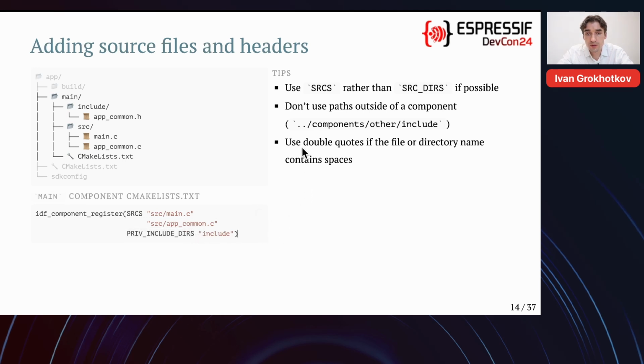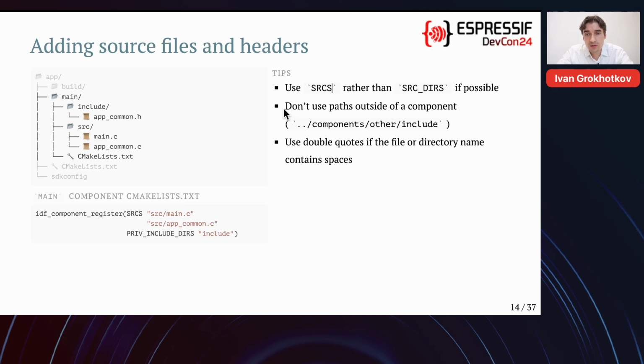A few tips. First of all, if you have a choice, I would recommend using the SRCS keyword rather than SRC_DIRS. Basically, it means that you list all the files explicitly. This gives you much more predictable behavior, and in case you add a source file but you forget to commit it into the project, then you will get an error, which will be much more obvious than if you just used SRC_DIRS.